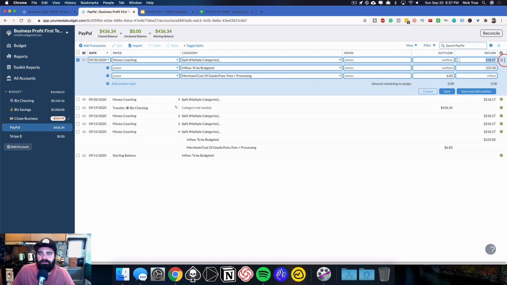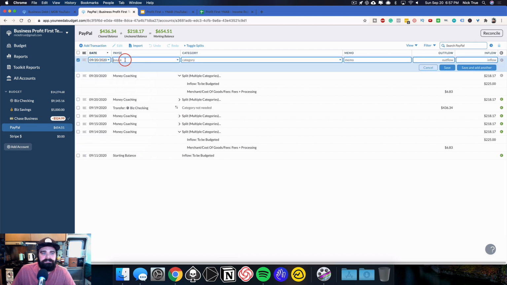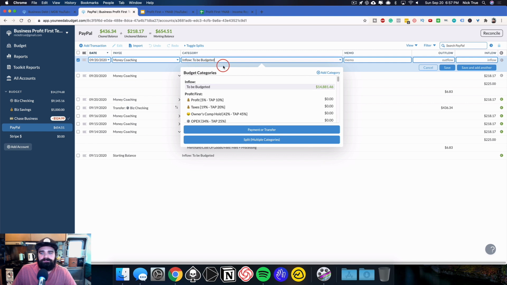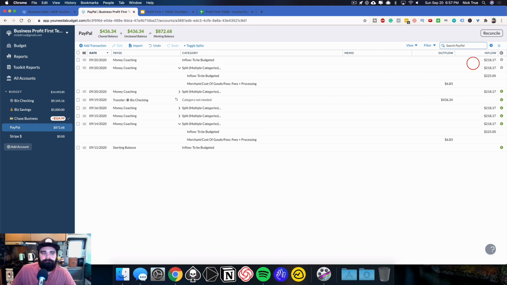The top line is what actually hits my account. The middle line is the revenue that goes to To Be Budgeted, and the bottom line is my cost of goods or my credit card processing fees. And I click Save. Now, if you don't want to track fees, that's really easy. All you have to do is put the name of your product or service, and then it just goes to To Be Budgeted, and then you're just going to choose whatever actually hits your account. So in that example, it would be $218.17.